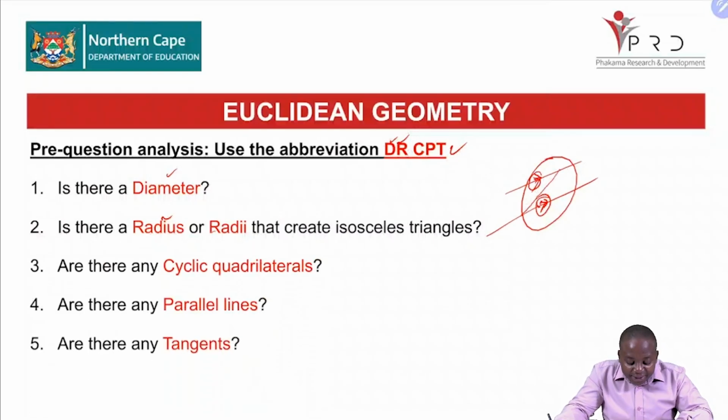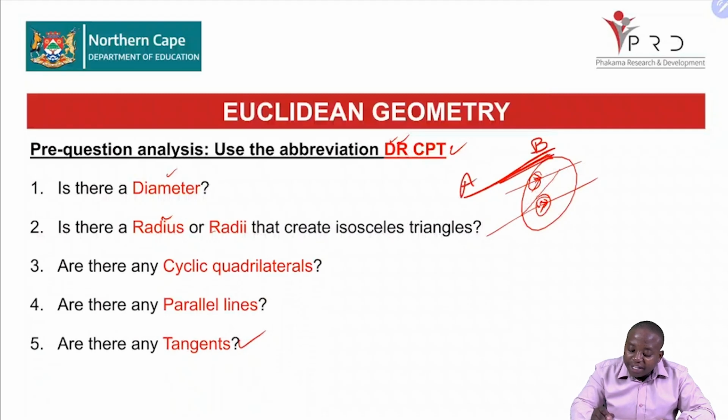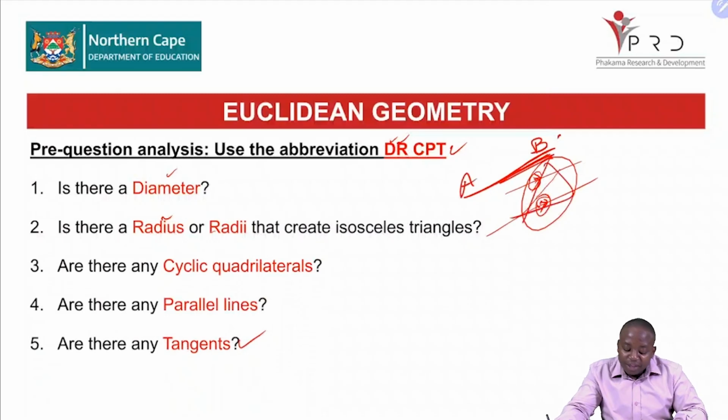Number five, are there any tangents? Is the question or the statement pointing out that we have a tangent? Remember, with a tangent, we can't make assumptions. We must be told from the statement that line AB, for example, is our tangent to the circle. Then we are going to apply the theorems under tangents. So as you can see, this abbreviation is going to assist us in applying our pre-question analysis. That is going to help us analyze our question and know how to approach that particular activity.